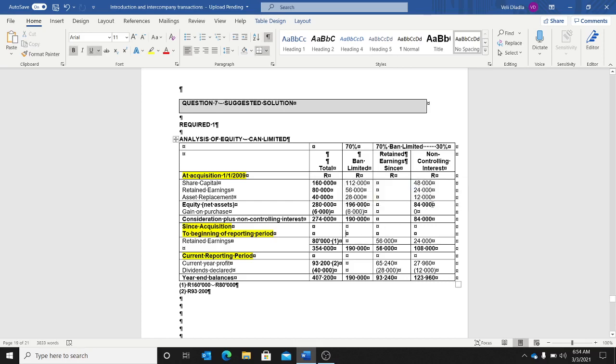We come to non-controlling. We've got 84,000. There is nothing that is being said about the fair value, so we don't adjust. We end up at 84. Now here, because it's 0, this one, we've got a 6, which is a gain. So in total, our gain is 6. That will take us to 274.